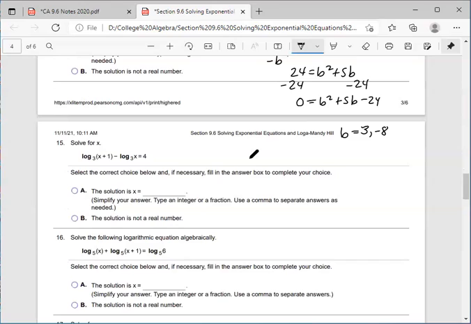Okay. So 15, 16, and 17. Subtracting. So that means we are dividing. So if we want to put this back together, we would say the log base 3 of x plus 1 over x is equal to 4. On this one, we would go 3, skip over the middle, come back to it. So we would write it as an exponent and say, well, 3 to the 4th should be equal to x plus 1 over x.